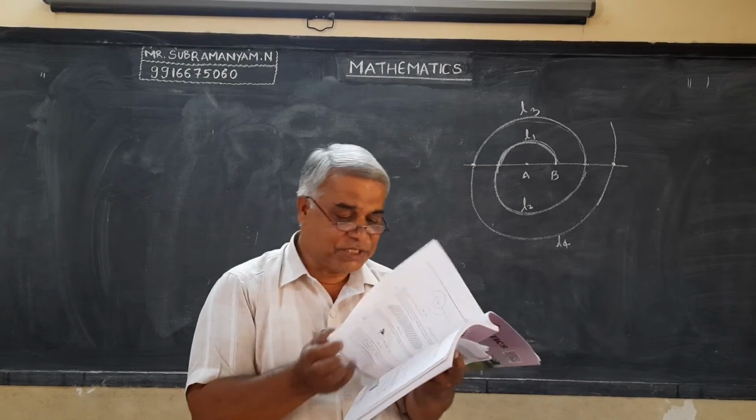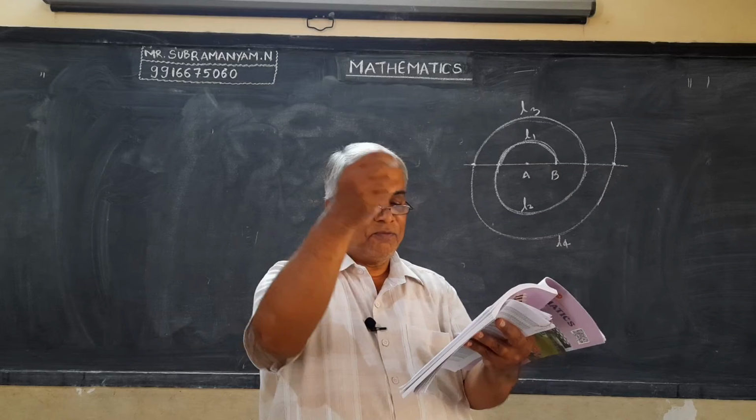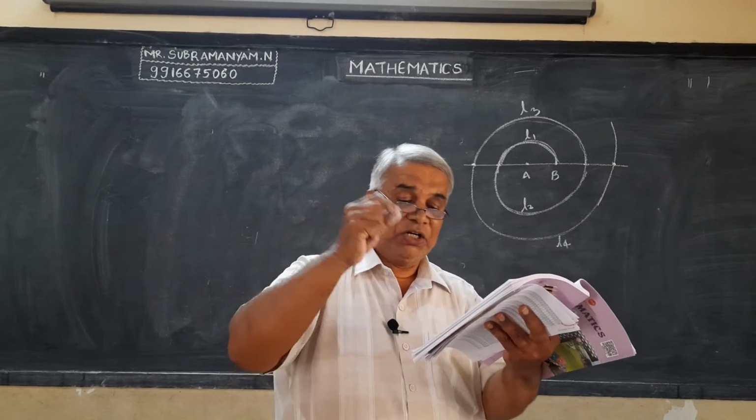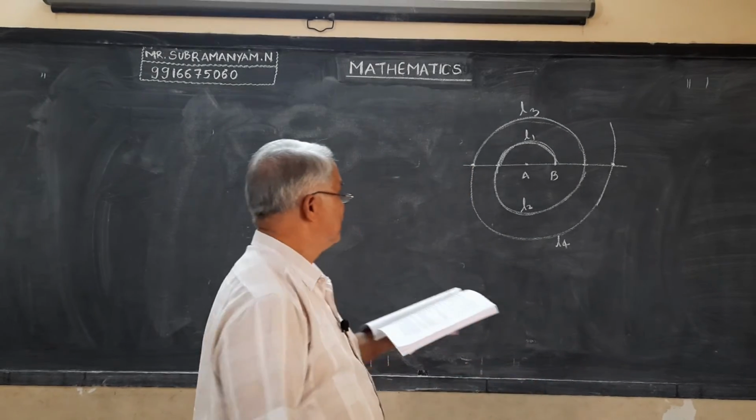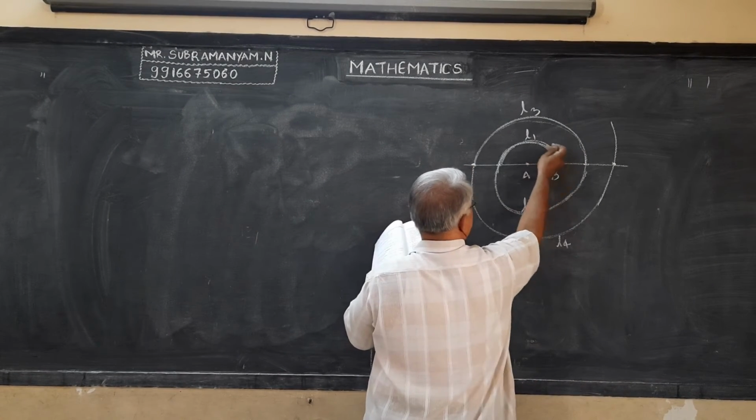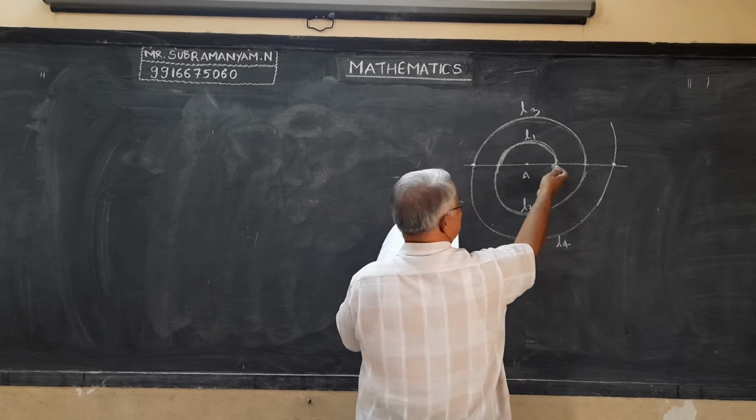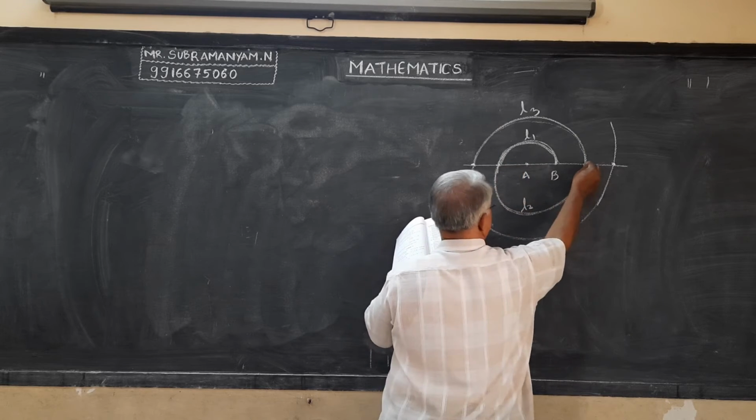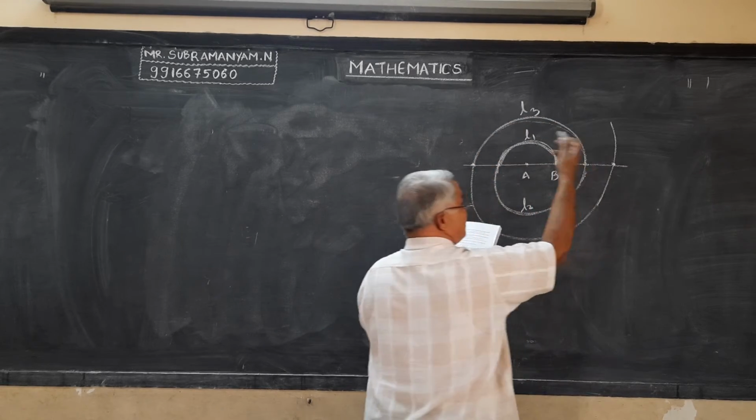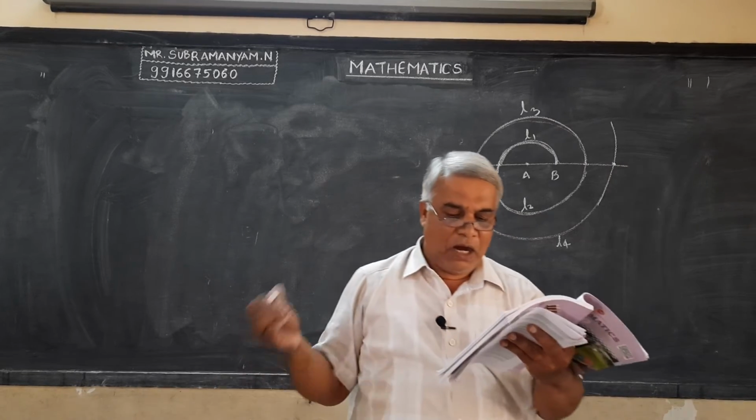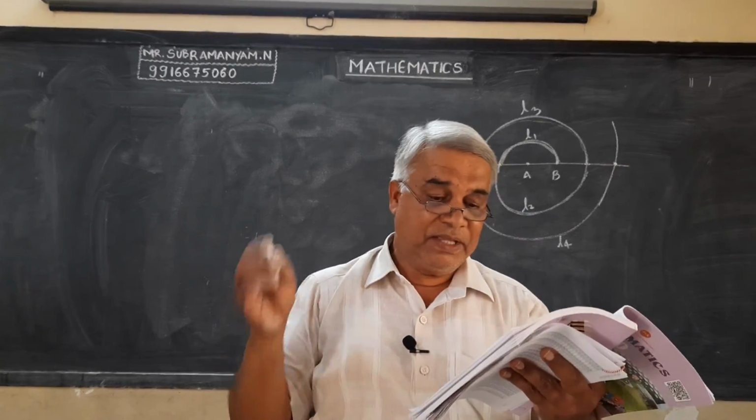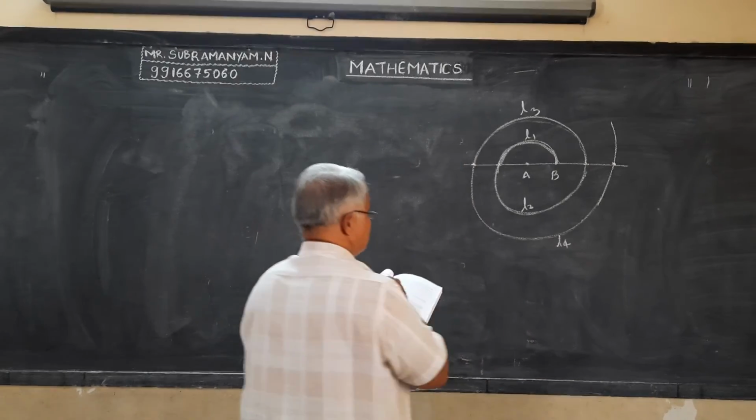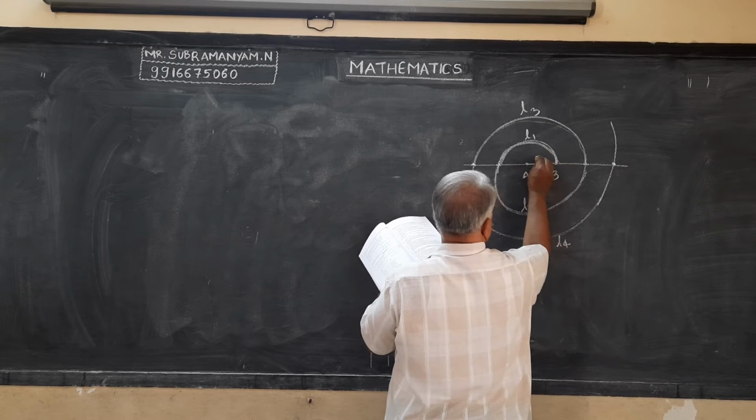Now we will go back to the question. A spiral is made of successive semicircles with centers alternately at A and B. So one with A comes like a circle, but we don't want a circle, we want a spiral. Therefore, this is L1, this is L2, L3, L4 and L5. The radii are 0.5 centimeters, 1 centimeter, 1.5. See, from here to here, it is 0.5.